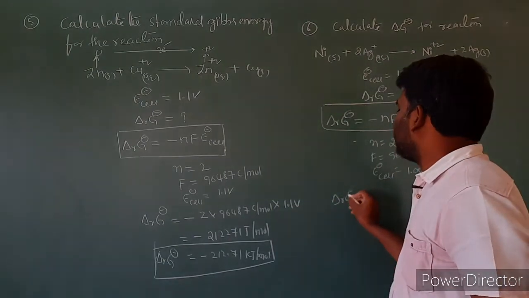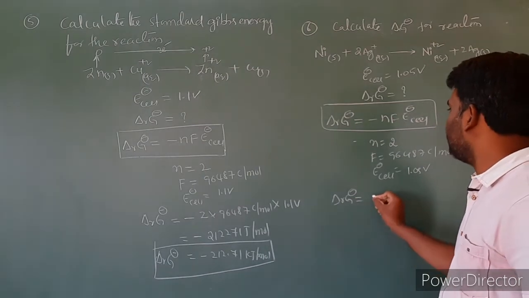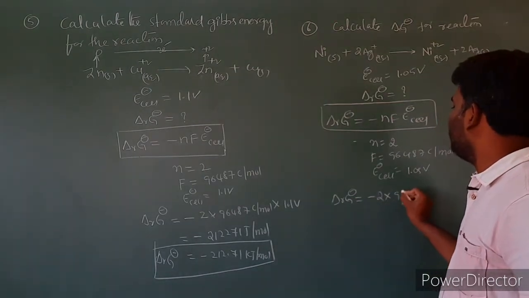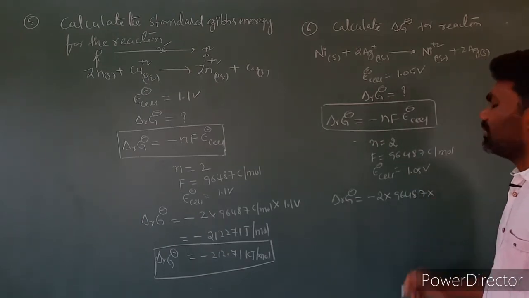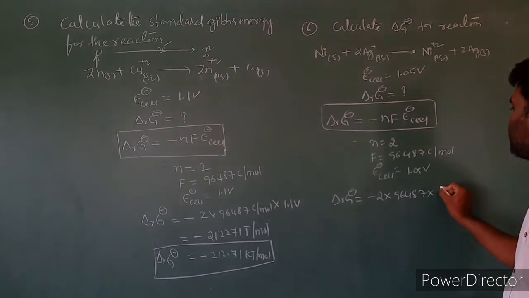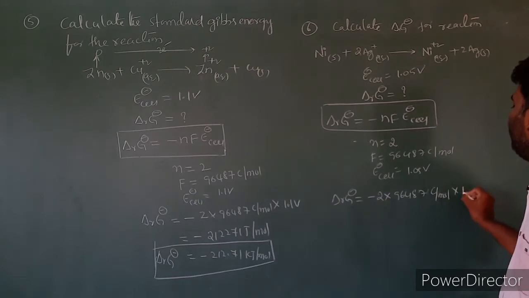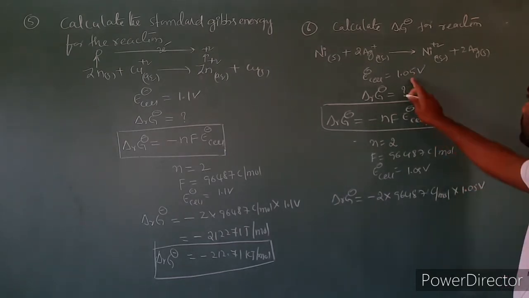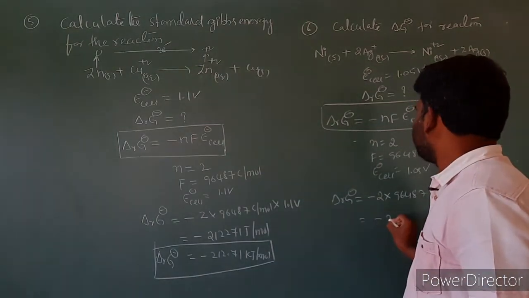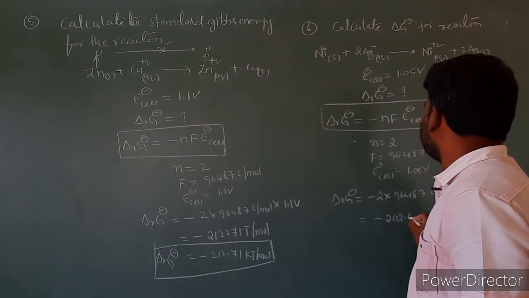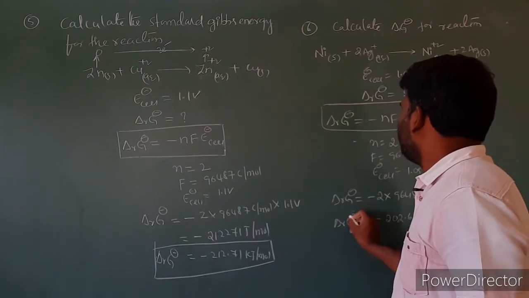The standard Gibbs energy is equal to minus 2 into 96,487 into how much is given? 1.05. This is coulomb per mole into 1.05 volts, isn't it? Upon simplification we get minus 202.6 kilojoule per mole. Directly I wrote the answer in kilojoule per mole.